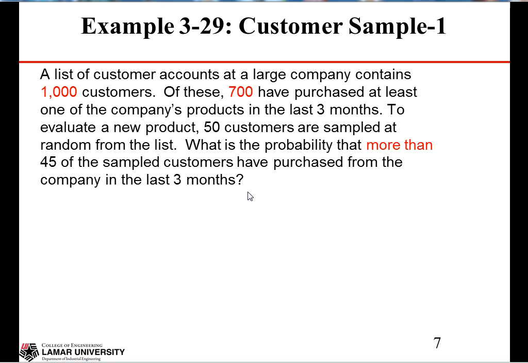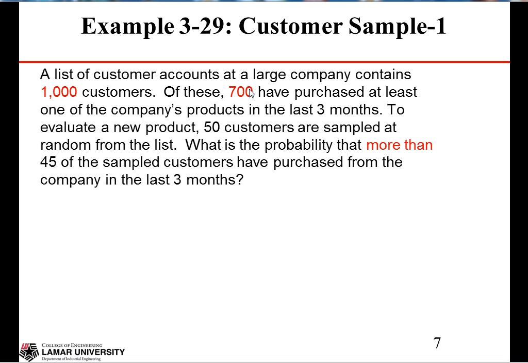So basically what we are looking for is, you randomly pick 50 customers out of these 1,000 customers, and you want to check what's the likelihood, what's the probability, that out of these 50 customers selected, 45 or more of them are from these 700 success customers.